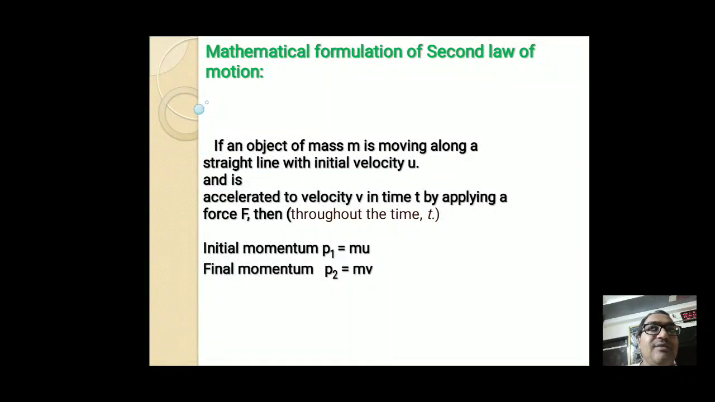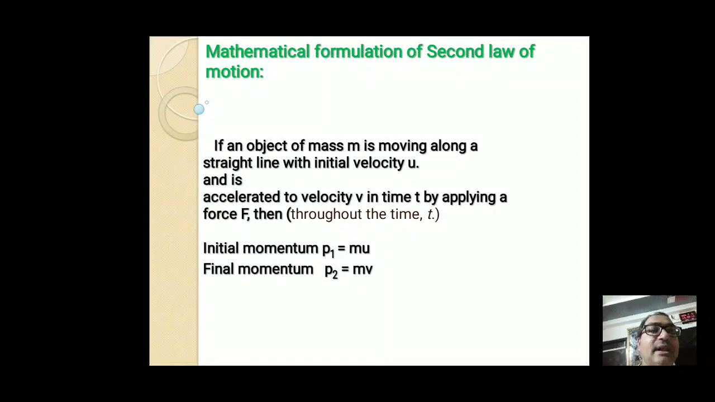So we have to define the momentum for both the velocities. Let the initial momentum of that particular object be denoted with P1. So P1 is equal to mu. Momentum means mass into velocity. So earlier, its mass is m and initial velocity is u, so its momentum P1 is equal to m into u.